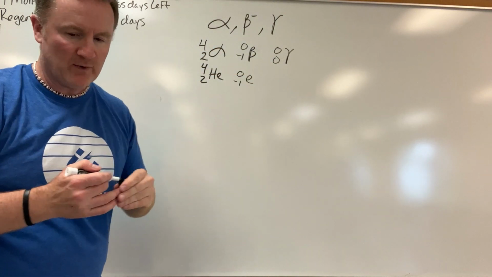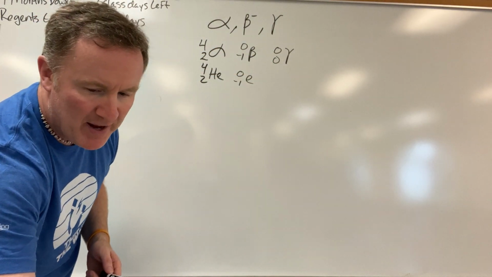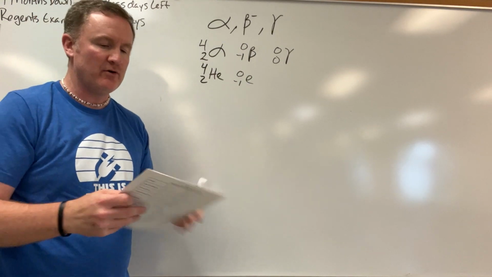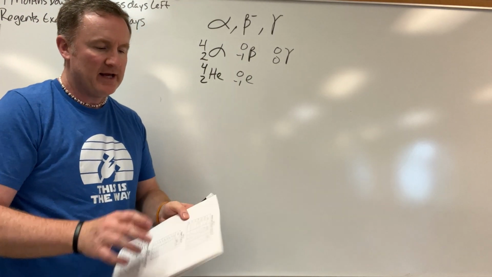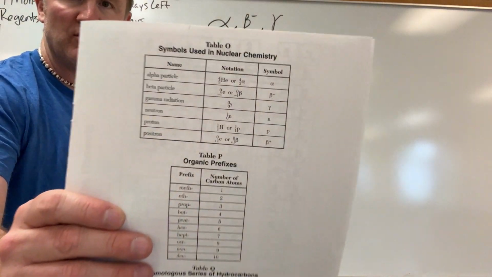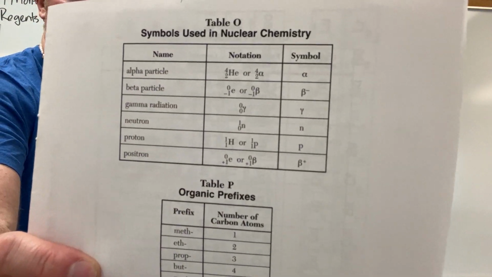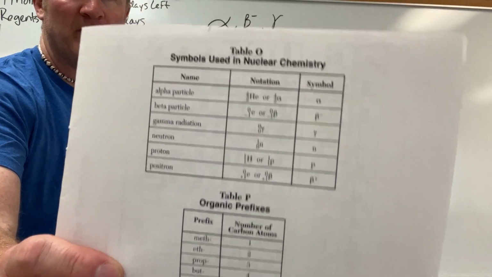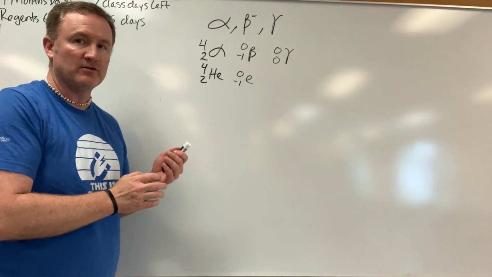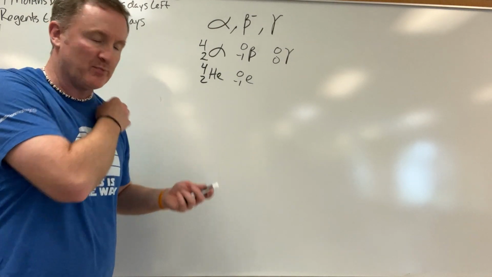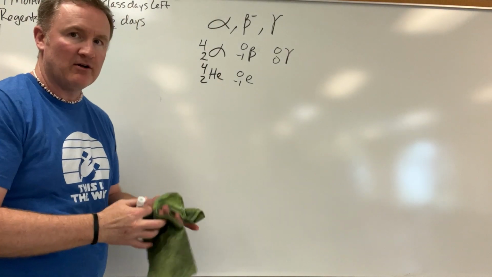So obviously, I want you to refer back to your reference tables. If you're in New York State, we use the chemistry reference tables. And table O, I'll try to zoom in on that for a second. I don't know if it will focus. But with table O, you'll be able to see all of those units. You'll also see the positron, you'll also see the neutron and the proton. And so those obviously are going to become important.